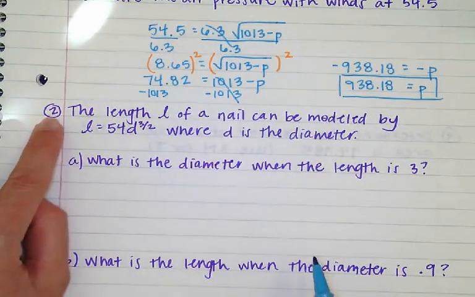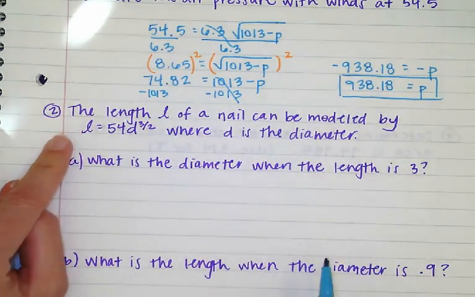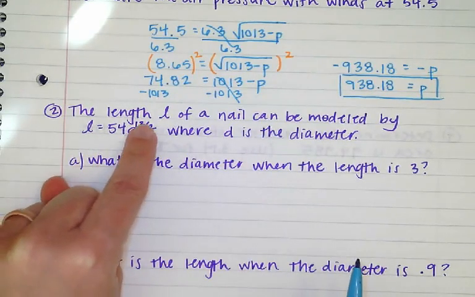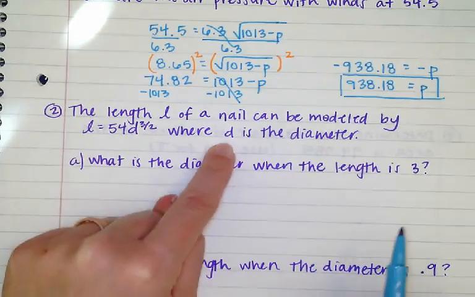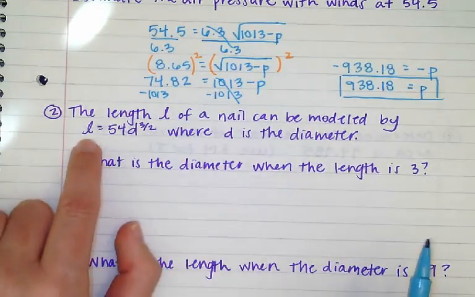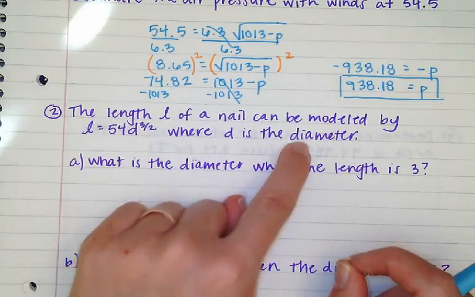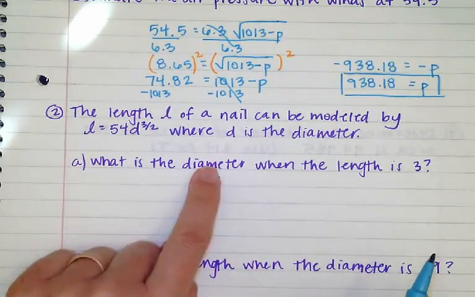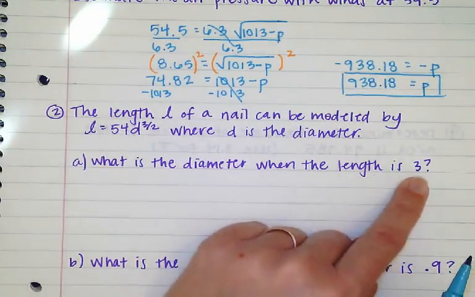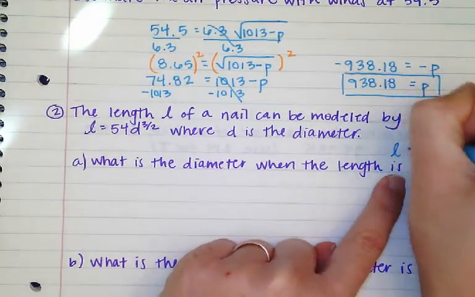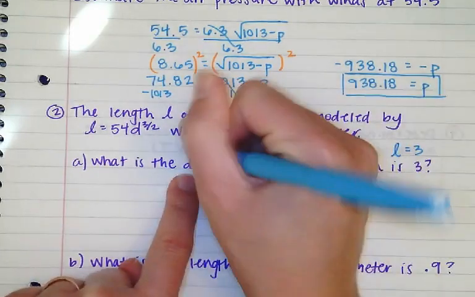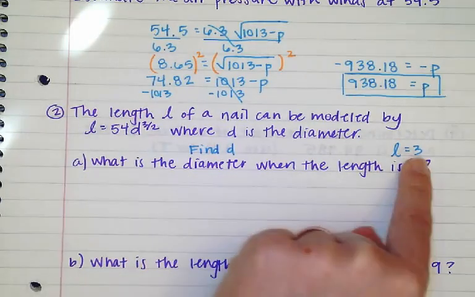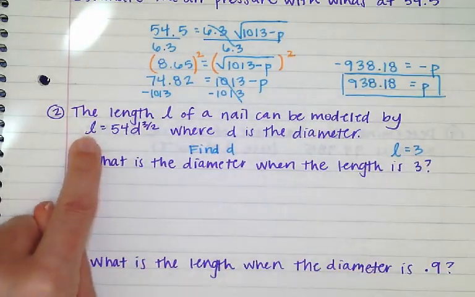Number 2 says the length L of a nail can be modeled by L equals 54d to the 3 halves power, where d is a diameter. So here we're talking about the length of a nail and like the diameter of the circular top part. What is the diameter when the length is 3? Okay, so it's telling me L is 3 and find the diameter. So let's take 3 and plug it in for the length.